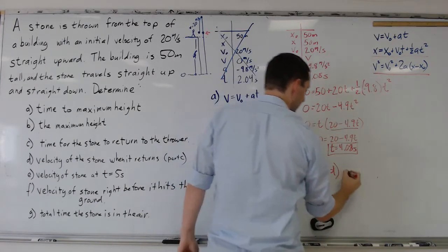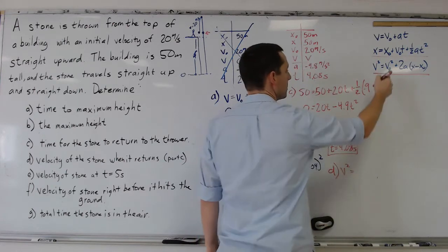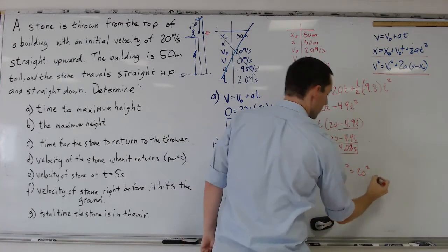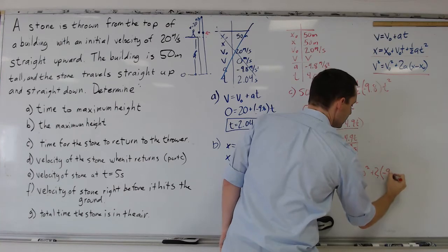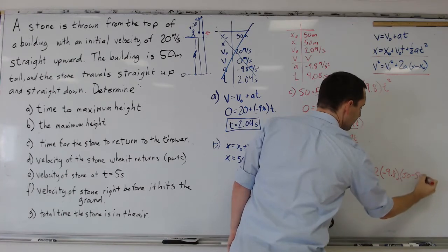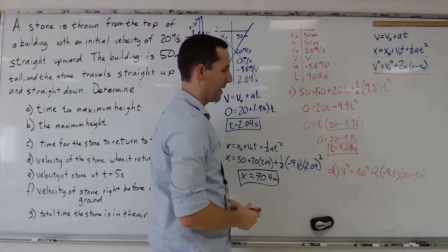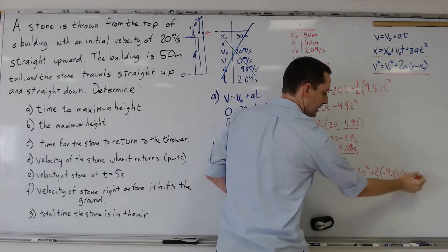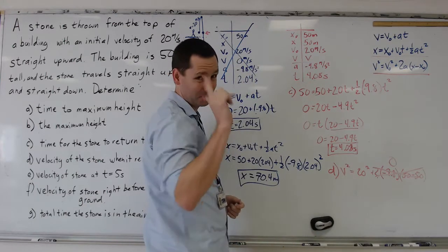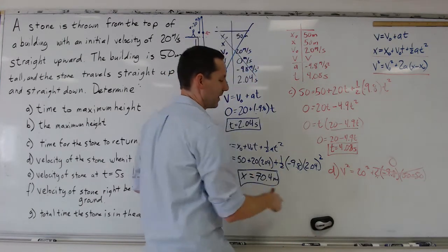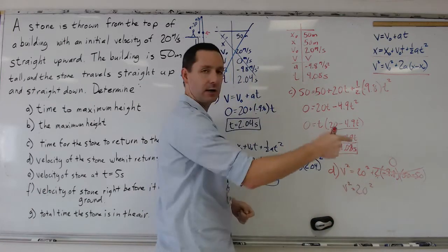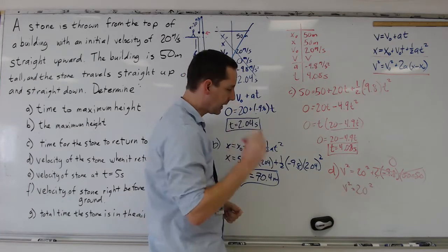We're going to do v squared equals v naught squared. Now that initial velocity was 20. So 20 squared plus 2 times a, which is negative 9.8, times x minus x naught, which would be 50 minus 50. Okay, now what's going to happen there? Well, 50 minus 50 is 0, which means that 0 times all this, that whole term, is going to go away. See, I was smart. You thought I was trying to make things difficult for you, but I was being smart here. So now we've got v squared equals 20 squared. So v squared equals 400.